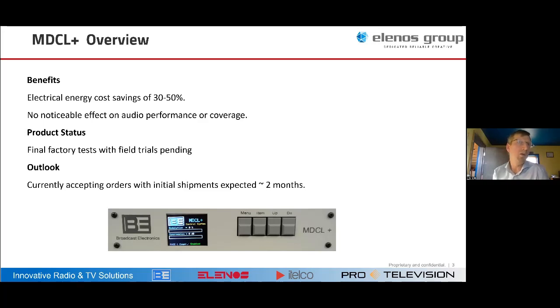Where are we today with the status of the product? So essentially we're finishing factory testing, and we're hoping to get the first field trial up and running very shortly. And we're currently accepting orders for the product as well.